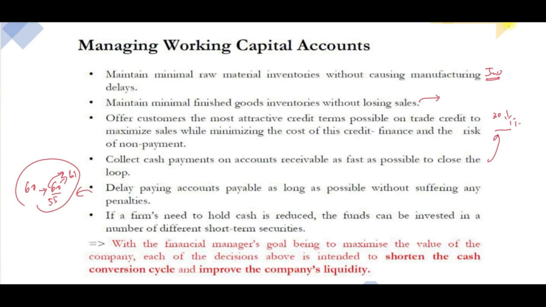Okay, so with the finance manager's objective to maximize the value of the shareholder, all of these decisions should be made to shorten the cash conversion cycle, okay, and improve the company's liquidity. So it means that we should reduce the cash conversion cycle. When this cycle is reduced, it means that we are managing our net working capital quite efficiently. So that is why there is a need of managing the working capital.